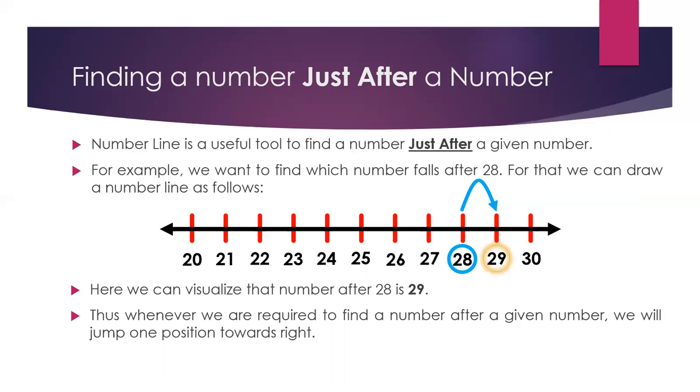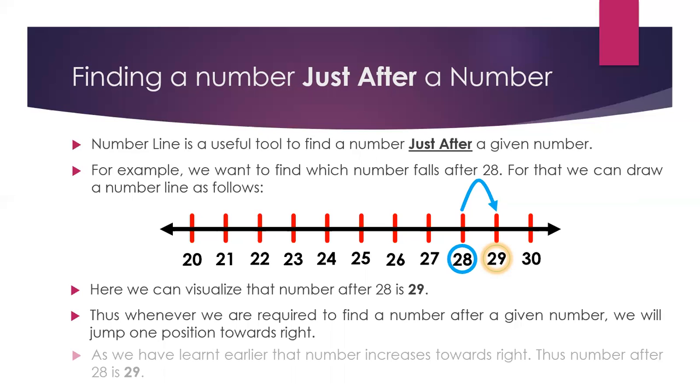So the number after a given number will always be one position towards the right. So we jump one position towards the right to find the after number. So the number after 28 is 29. Now it's your turn to provide me with the answers.